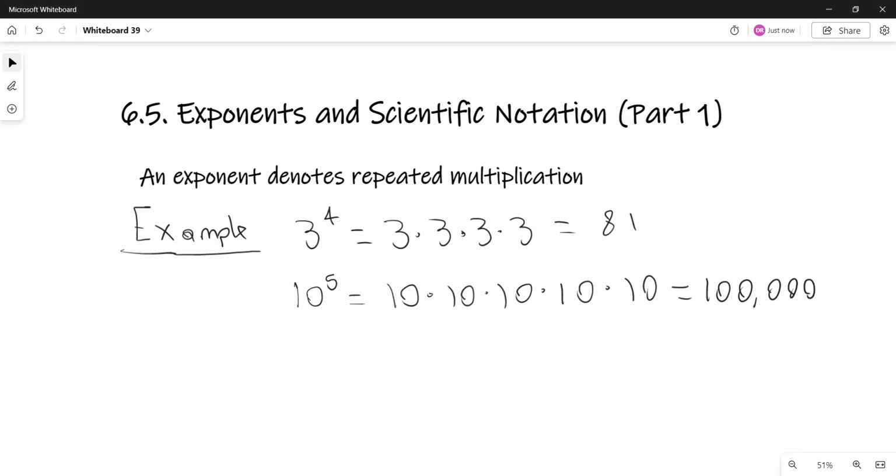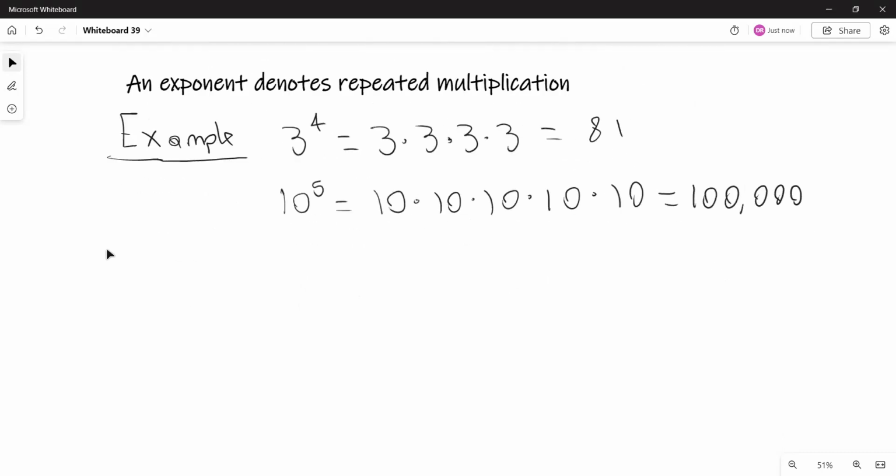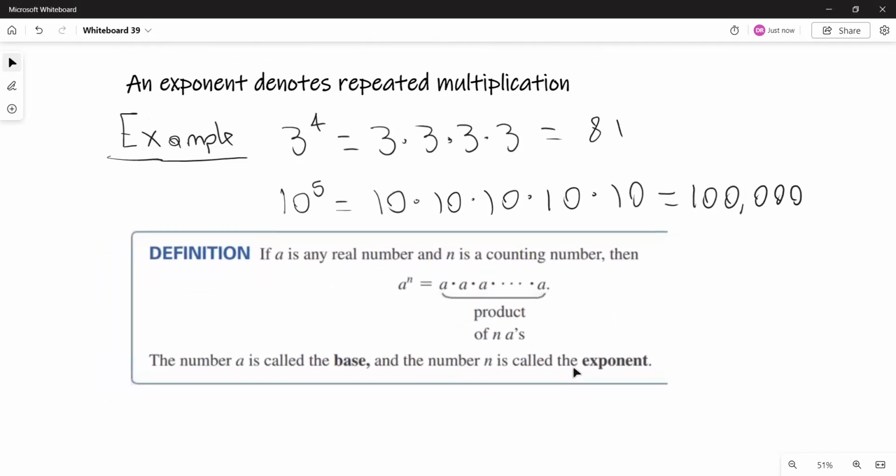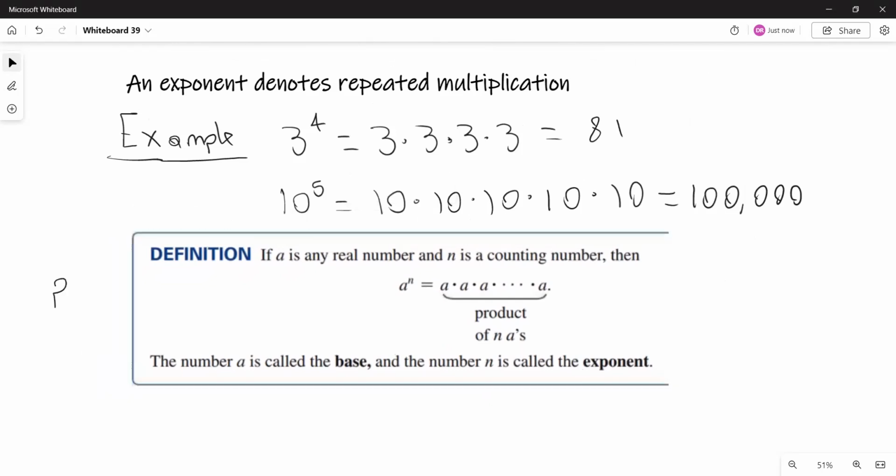So I'll copy the definition from the book. That's page 282. That says that if A is a real number and N is a counting number or a natural number, then A raised to the N power is going to be a product of N A's. The number A is called the base, and the number N is called the exponent.